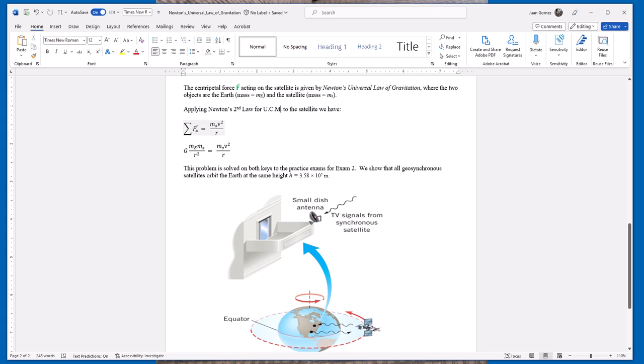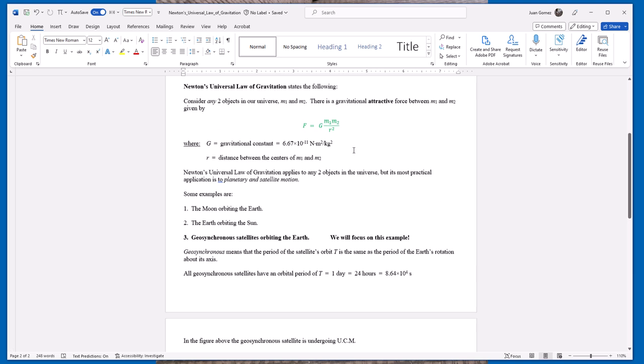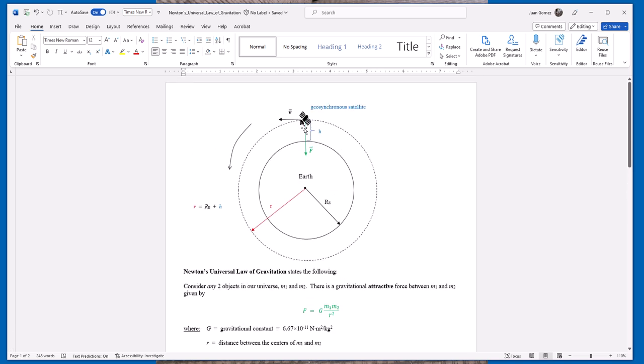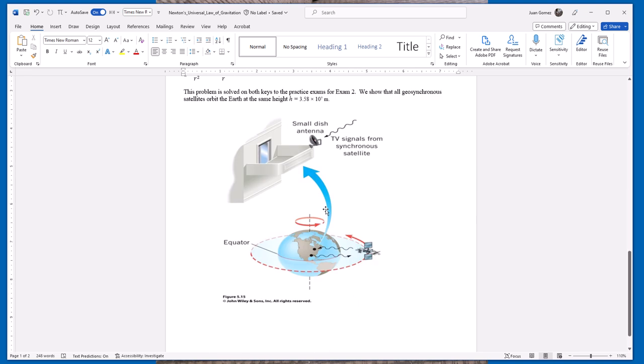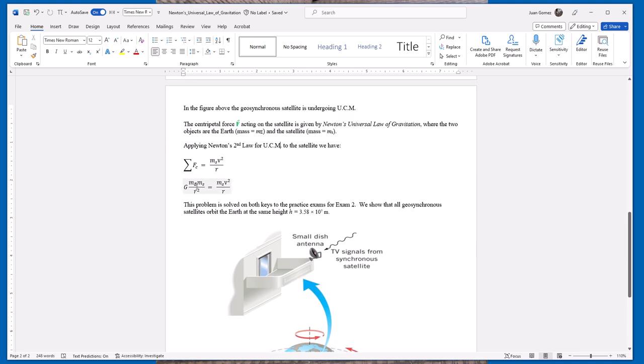Well, what is that radial or centripetal force? Well, it's this guy right here, the green. It's given by Newton's universal law of gravitation. That is the centripetal force. So it's G me ms over r squared, because the two objects are the Earth and the satellite. So that's the left side, and it's equal to the mass of the satellite times v squared over r. We're going to work this problem with numbers. Save that for another lecture.